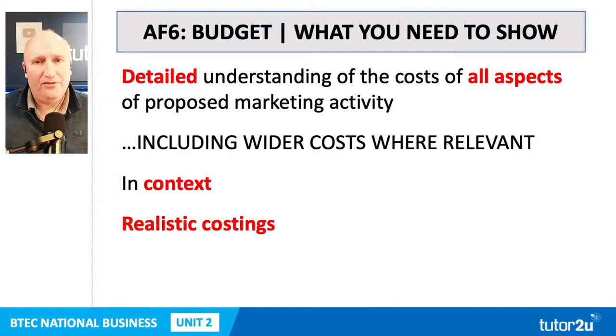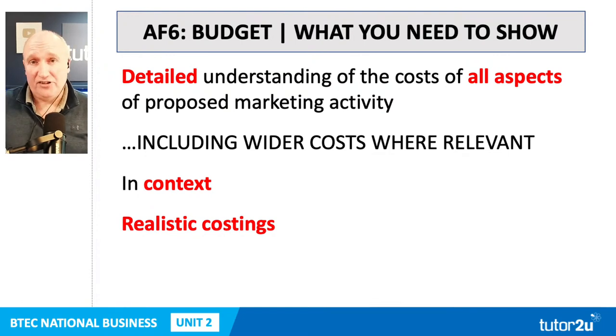Now, so what do we need for AF6? Well, 8 marks are going. The examiner is looking for you to demonstrate an understanding of what we've just done there, the costs of undertaking your promotional activities. And don't forget, in your campaign, you're typically going to pick 2 or 3 promotional activities to support your proposed marketing message and your proposed plan and the option that you've chosen.